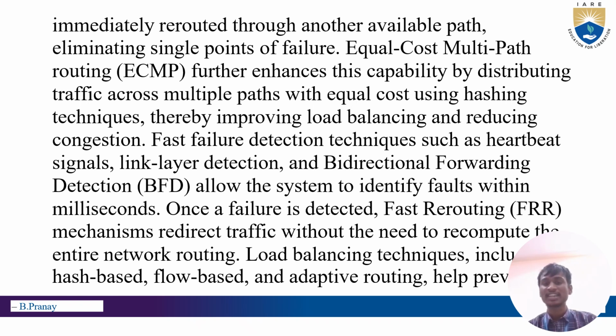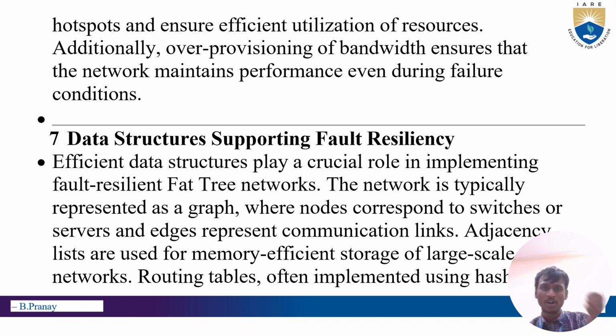Once a failure is detected, fast rerouting, that is FRR mechanisms, redirect traffic without the need to recompute the entire route. Load balancing techniques include hash-based, flow-based, and adaptive routing, which help prevent hotspots and ensure efficient utilization of resources. Additionally, over-provisioning of bandwidth ensures that the network maintains performance even during failure conditions. Data structures supporting fault resiliency.